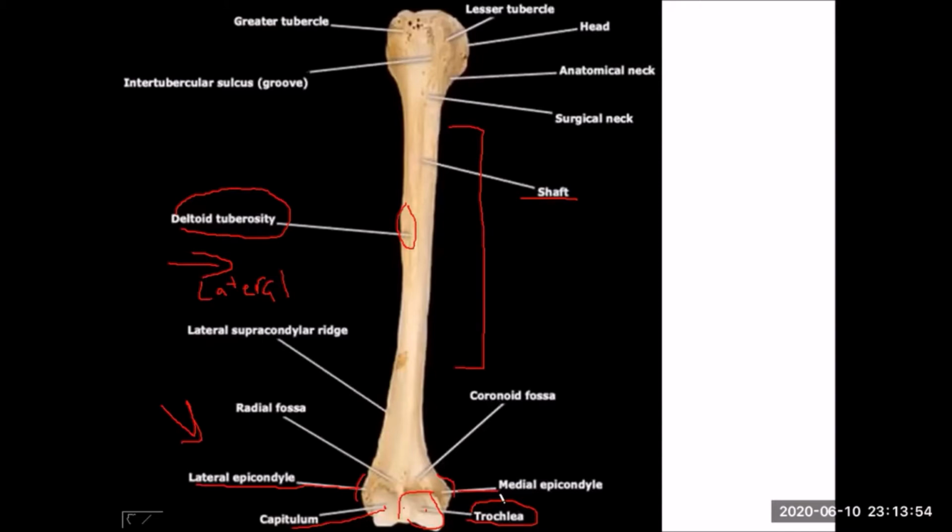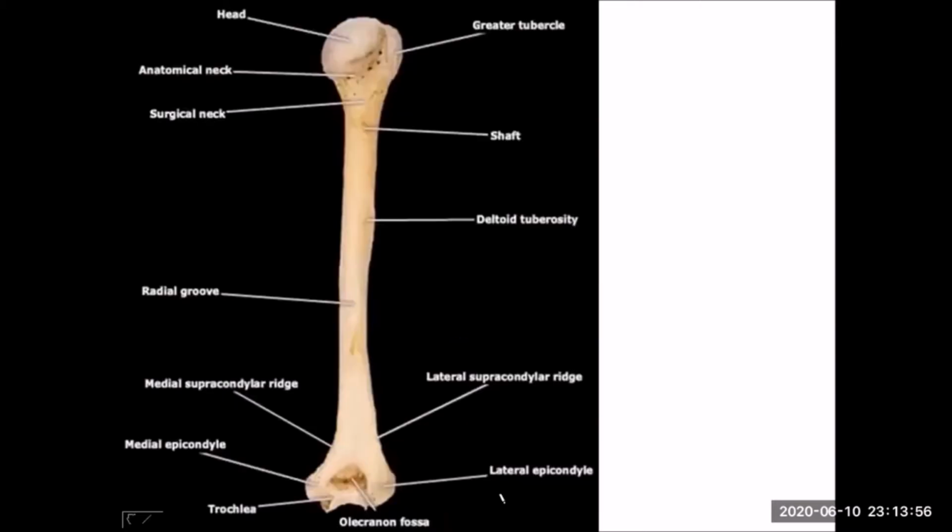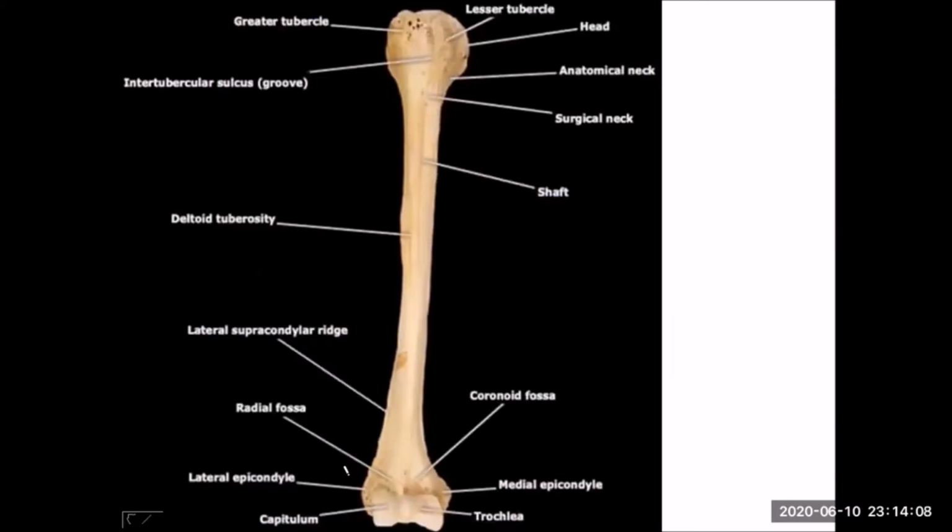For the next term, we need to spin to the posterior side. And there's the olecranon fossa, the deeper depression on the posterior side. And then we go back to the anterior view. And the shallow depression is the coronoid fossa.